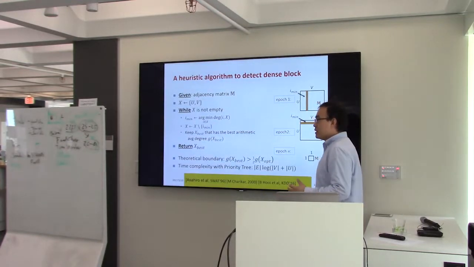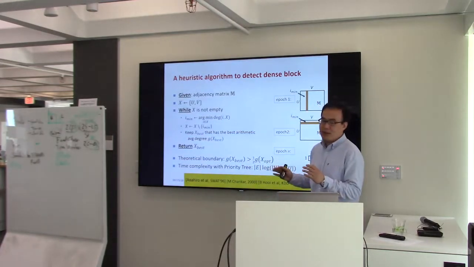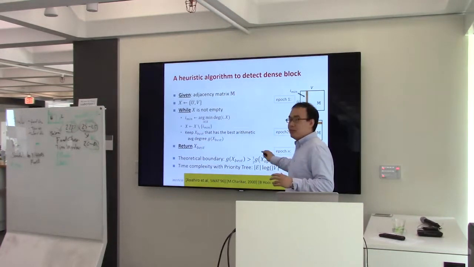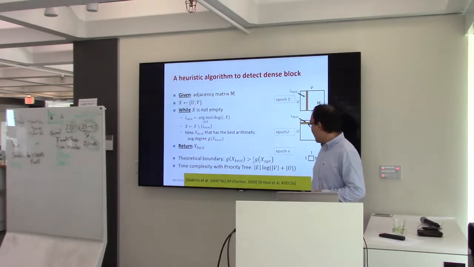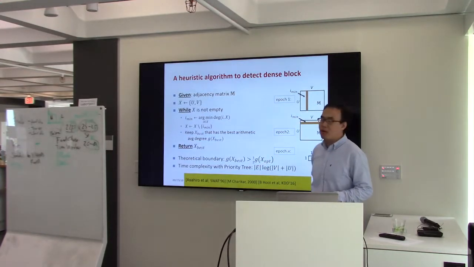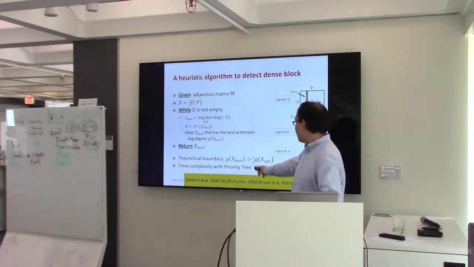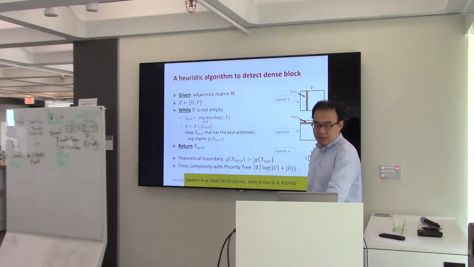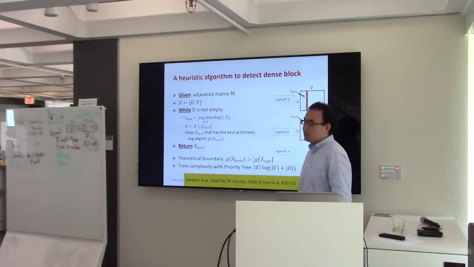Actually, the algorithm is very simple, but it has a theoretical bound, because it can be proved that g of X best is larger than 1/2 of g optimal. And if we use a priority tree, the algorithm runs in almost linear time in the number of edges, times a logarithm of the number of nodes. This work was done by Charikar in 2000. And also Bryan Hooi, one of our co-authors, applied it to a bipartite graph.